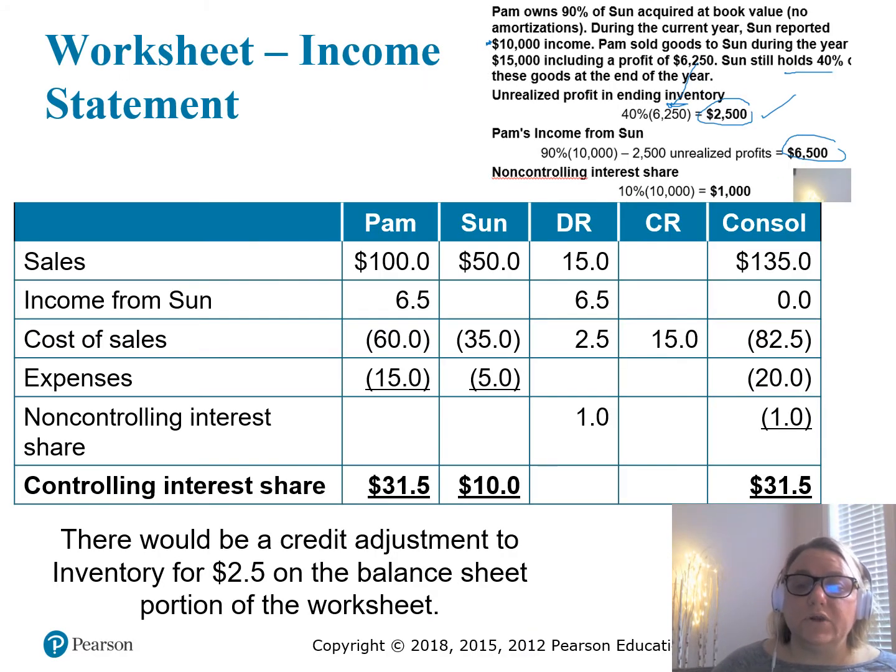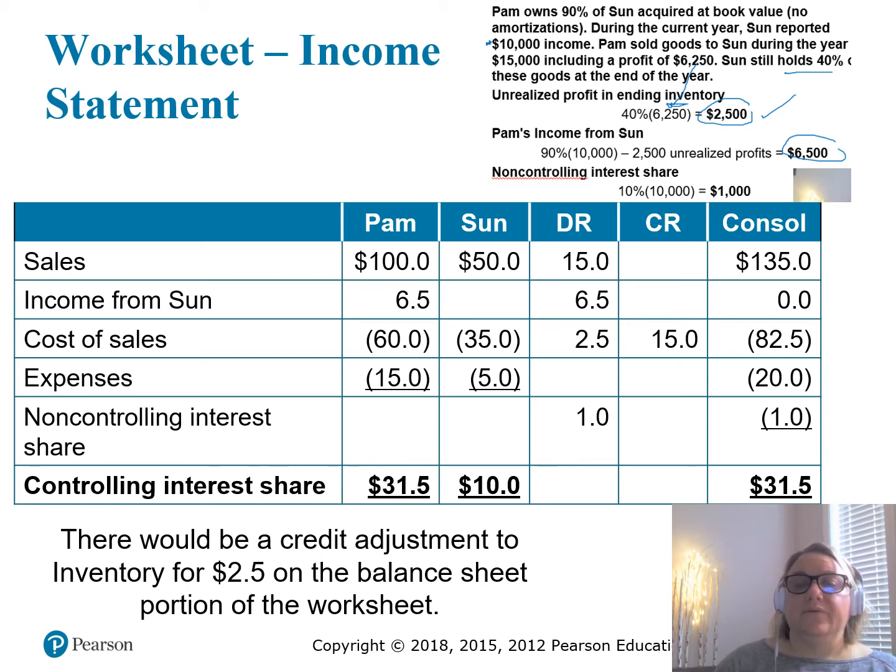Okay, so here's the worksheet for the income statement. Again, Pam's sales, very interesting. Nothing we're doing there with it. We're mostly concerned with how we are consolidating Pam and Sun sales. Now remember in chapter 3, we just kind of added everything together. Now we're having to peel off that intercompany sales amount.